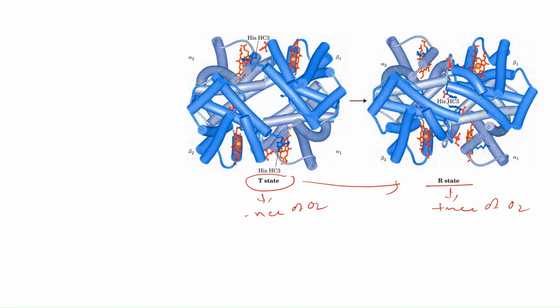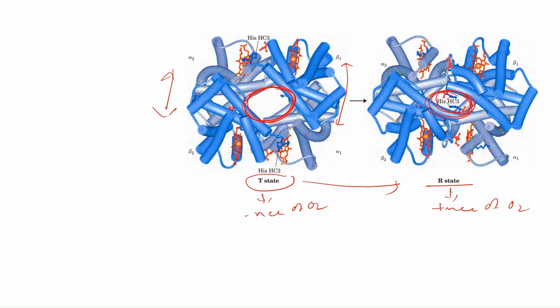And what happens is the alpha beta subunit pairs will slide past each other, due to which you can see the gap in the center in the T state, and here the gap in the center in the R state. So what is happening? The gap is narrowing. Why? Because one alpha beta pair is sliding over the other alpha beta pair, due to which the gap present between these subunits gets narrowed. So this is the difference between the T state and the R state.